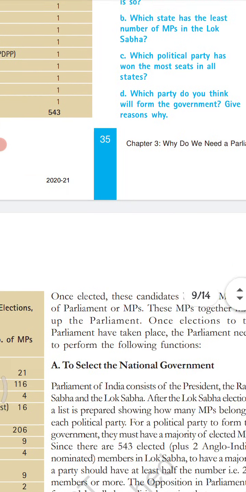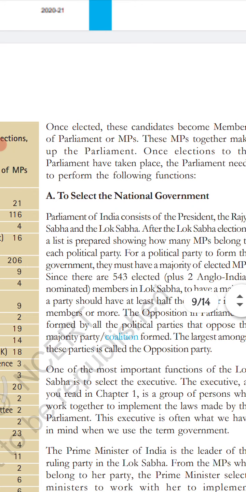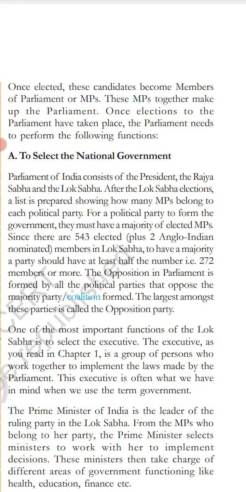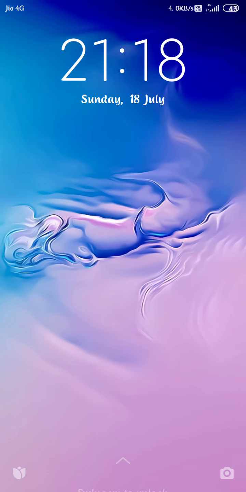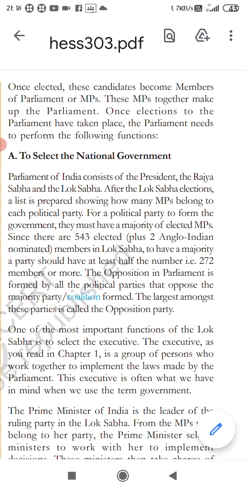So some tables are given about Lok Sabha and Rajya Sabha. We discussed that in Rajya Sabha there are 245 members, and out of these 245, 233 are elected and 12 are nominated by the President of India. And in Lok Sabha the total number of members is 545. Out of these 543 are elected and 2 are nominated from the Anglo-Indian community by the Prime Minister of India. I think this is understood to everyone.